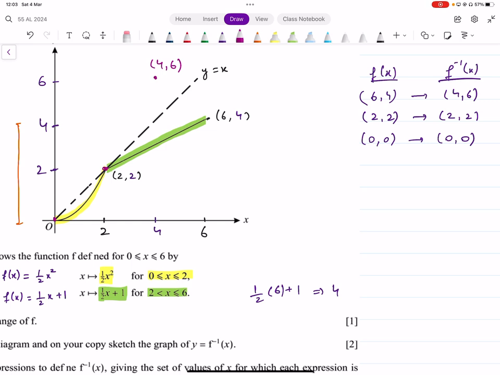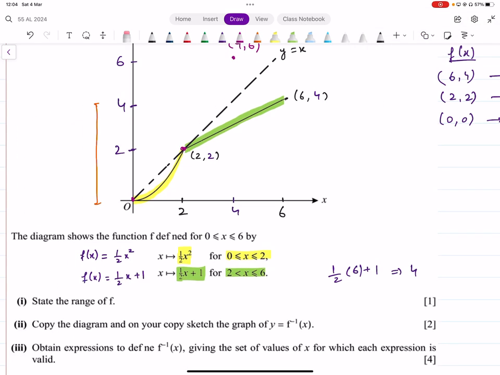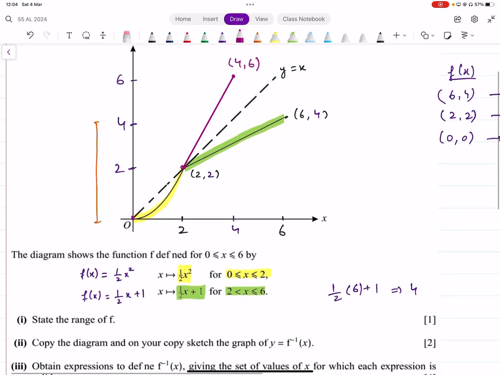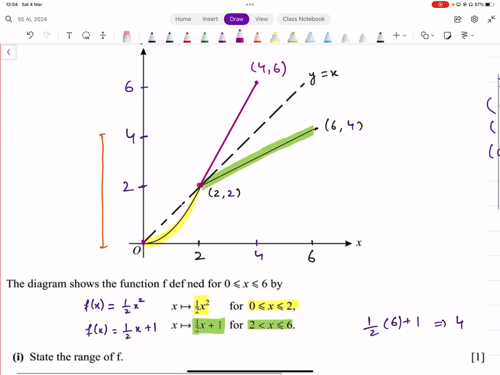How do you draw the graph now? The upper part is a straight line, so that becomes your straight line here. Is that okay? Now for the lower part, you just have to reflect that curve in y equals x. How do you reflect that? It will look something like this.